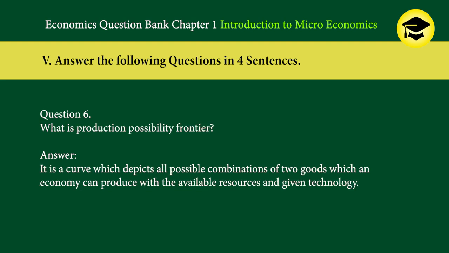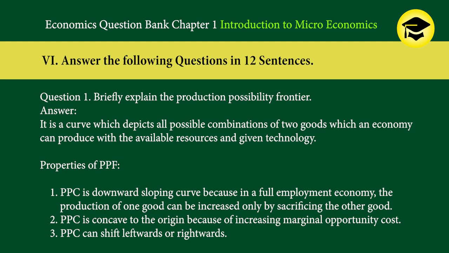Question 6. What is production possibility frontier? Answer. It is a curve which depicts all possible combinations of two goods which an economy can produce with the available resources and given technology. Answer the following questions in 12 sentences. Question 1. Briefly explain the production possibility frontier. Answer. It is a curve which depicts all possible combinations of two goods which an economy can produce with the available resources and given technology.